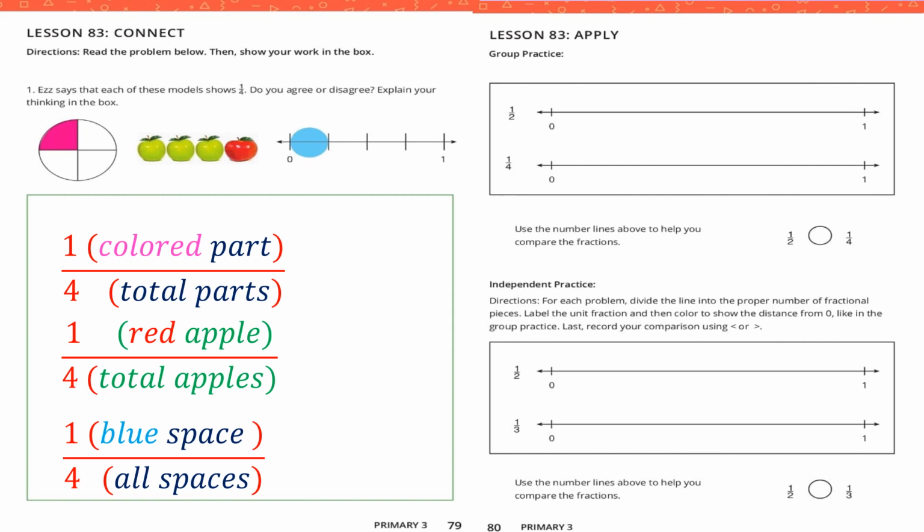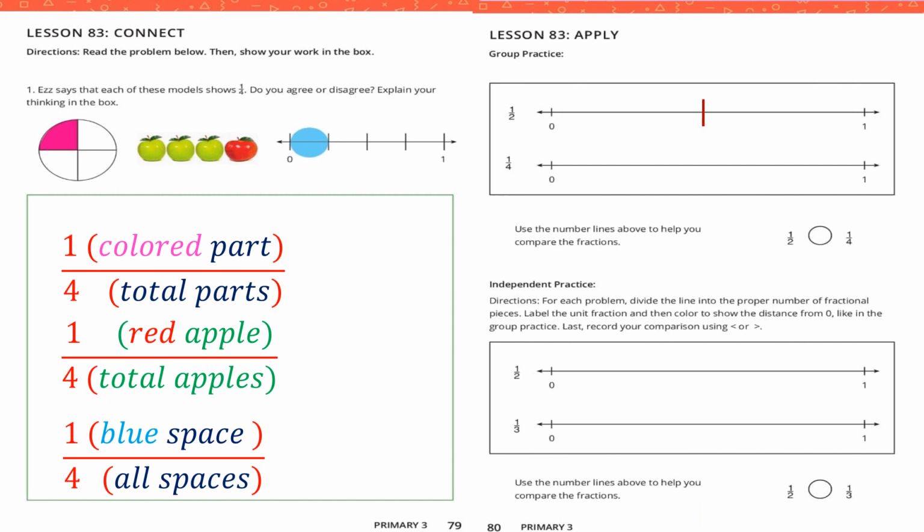Look at the denominator. The denominator, it means the bottom number, is 2. So it means 2 equal parts. We want to split this number line into 2 equal parts by making how many dashes?